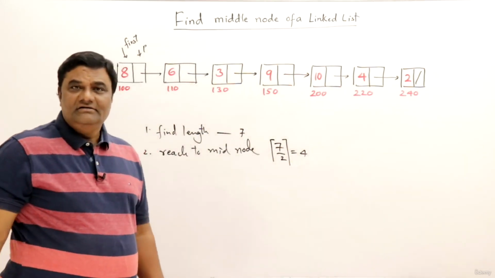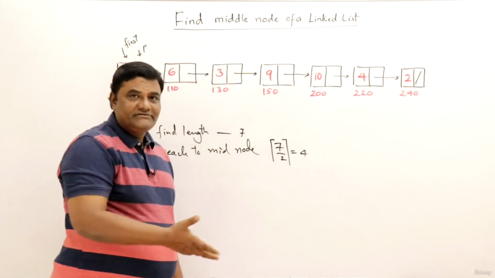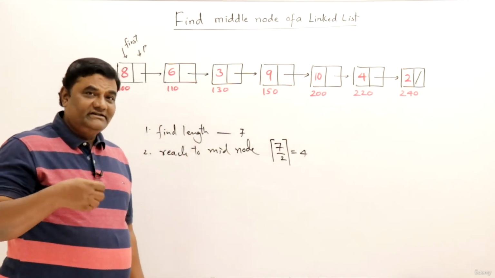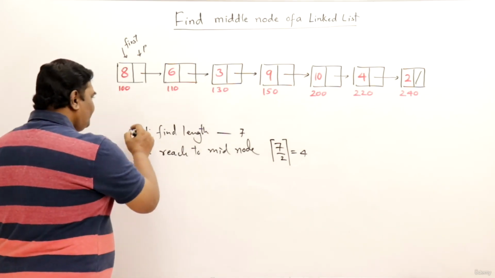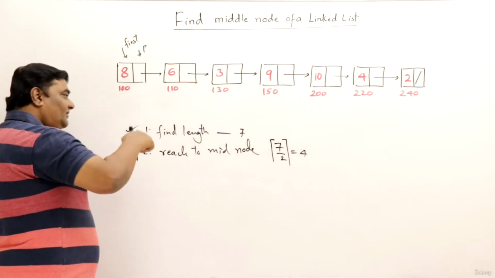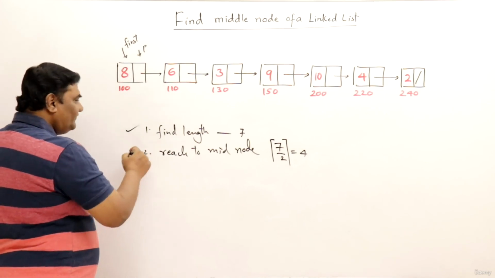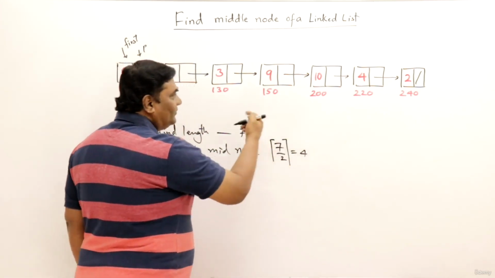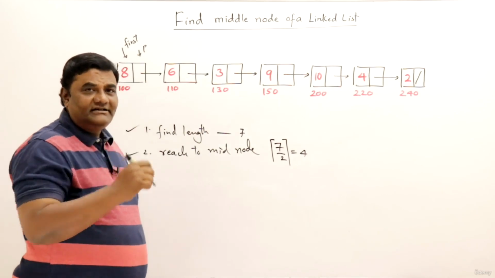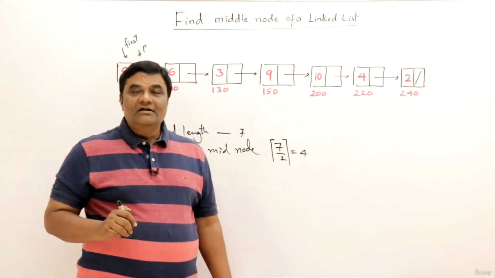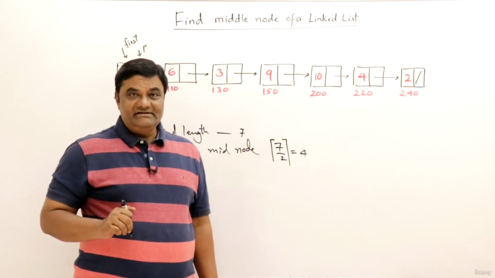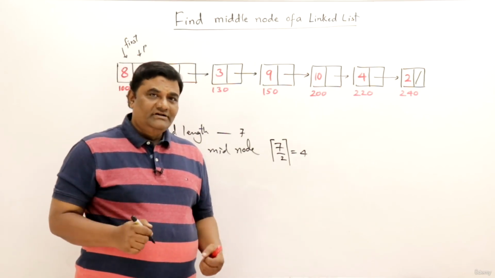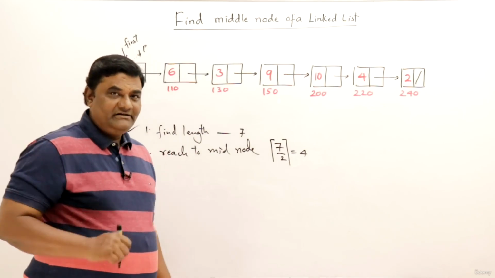This is one method. I will not show how to do this one, you know it very well. I am just discussing the method. In this method, first of all, I have to find the length. Then afterwards, I have to take a pointer and move it until it reaches the middle node. So I have to scan the linked list 2 times. No, I want to do it in a single scan. How to do it? Let us see the second method.